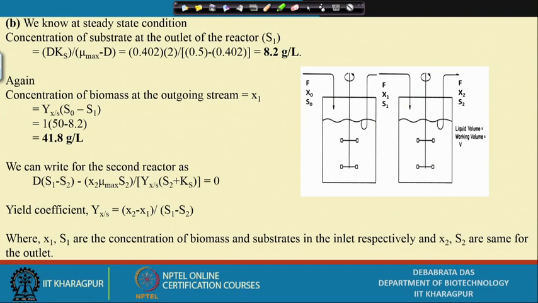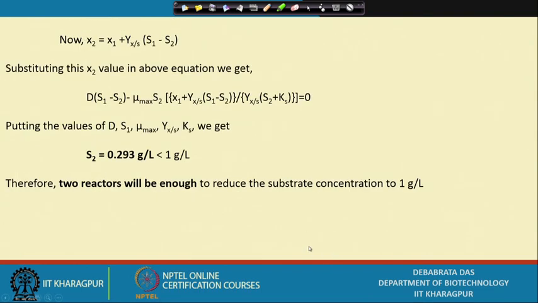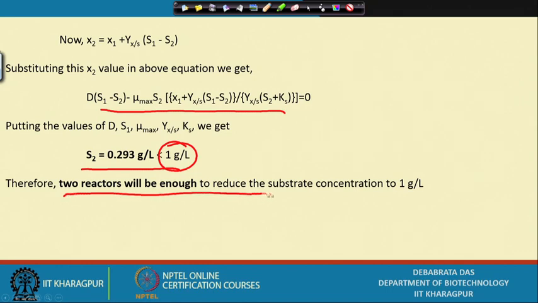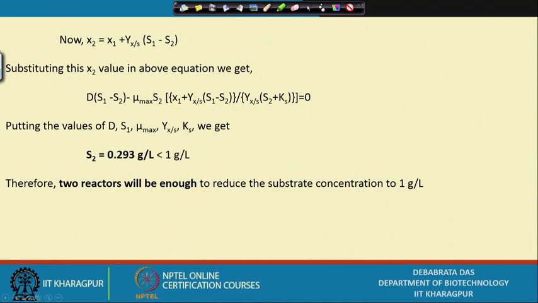So, in this problem, this is exactly what we have written here. And then we can put this equation, this equation has been built up, and finally, we can find out the substrate concentration. Now, this is coming about 0.293 grams per liter, that means this is less than 1 gram per liter. So, our answer is 2 reactors will be enough to reduce the substrate concentration to 1 gram per liter.